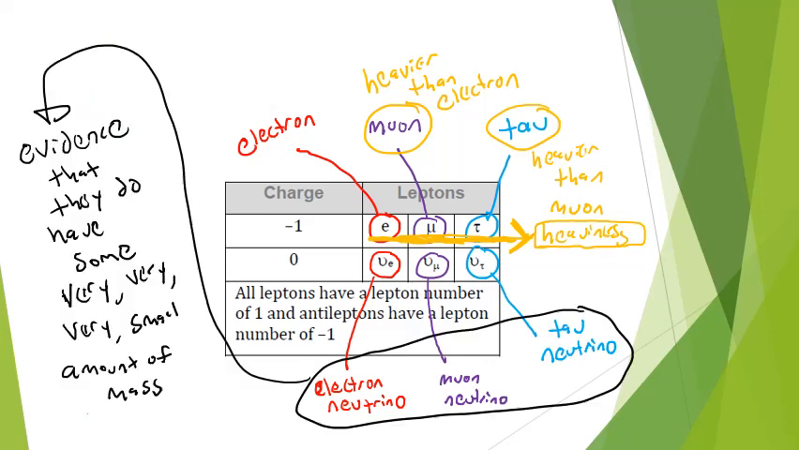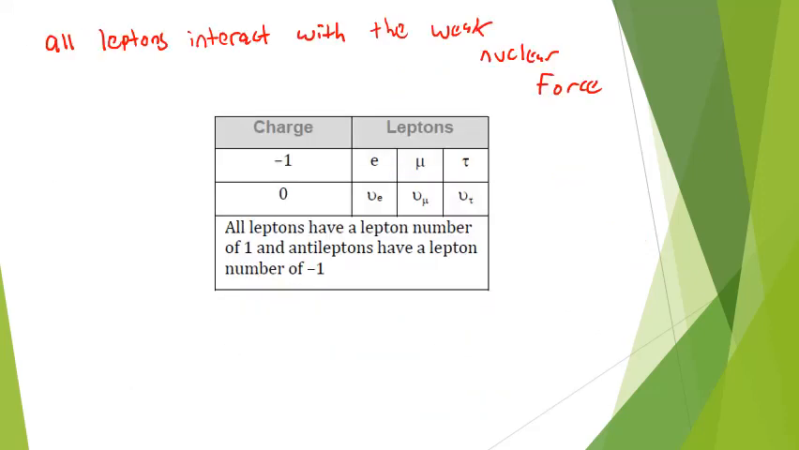Now, it turns out that the neutrinos have a very, very small amount of mass. It's been proved that they have a small amount of mass, but a crazy small amount. And they're very hard to detect. We have billions of them going through us right now because in the reactions of the sun, they shoot out and pass right through us without being detected. There's no charge, so the electromagnetic force is not interacting, and they have a very small amount of mass. They just pass straight through. All leptons interact with the weak nuclear force, and that's important as well.